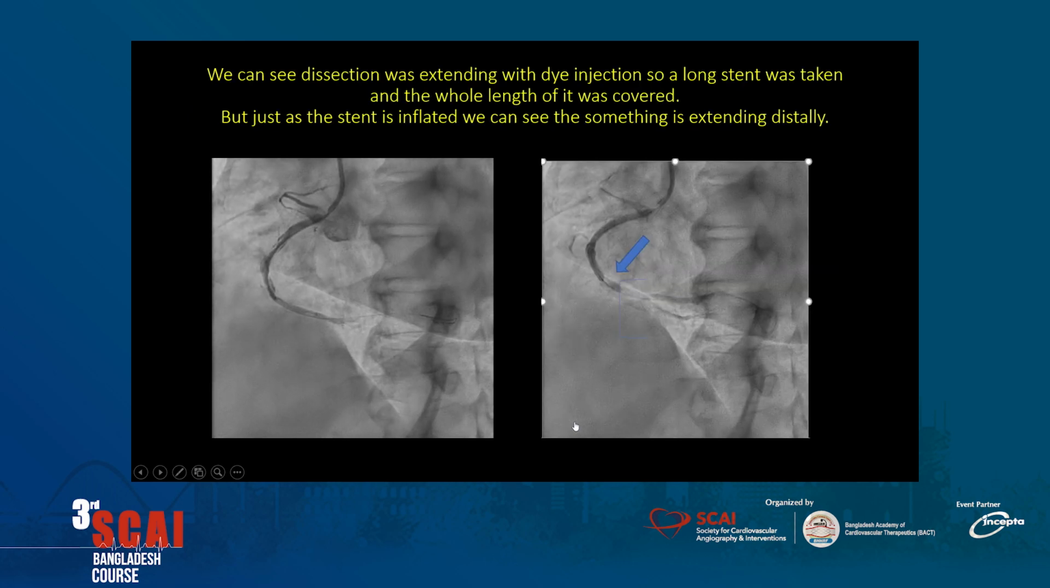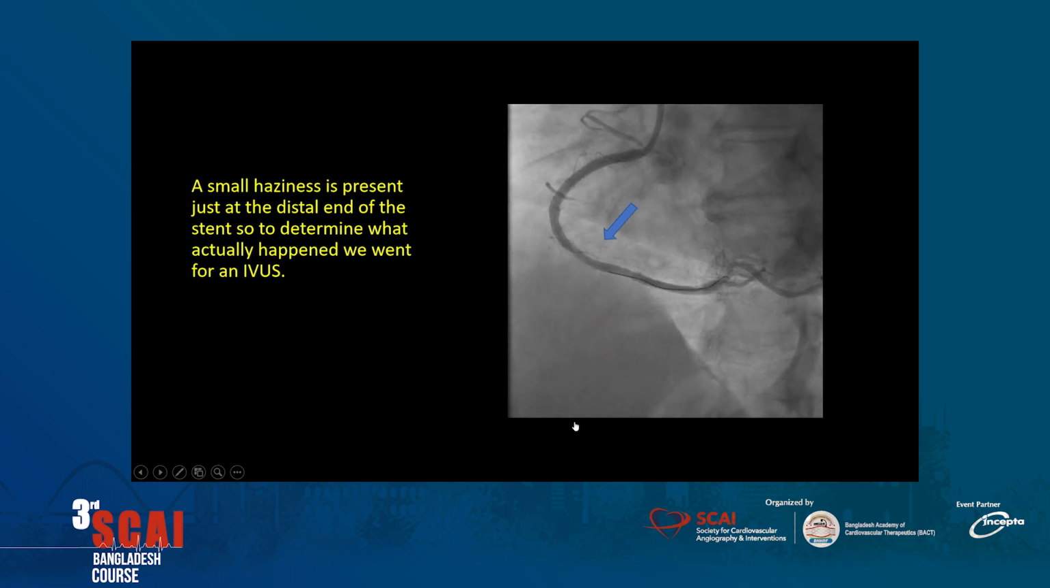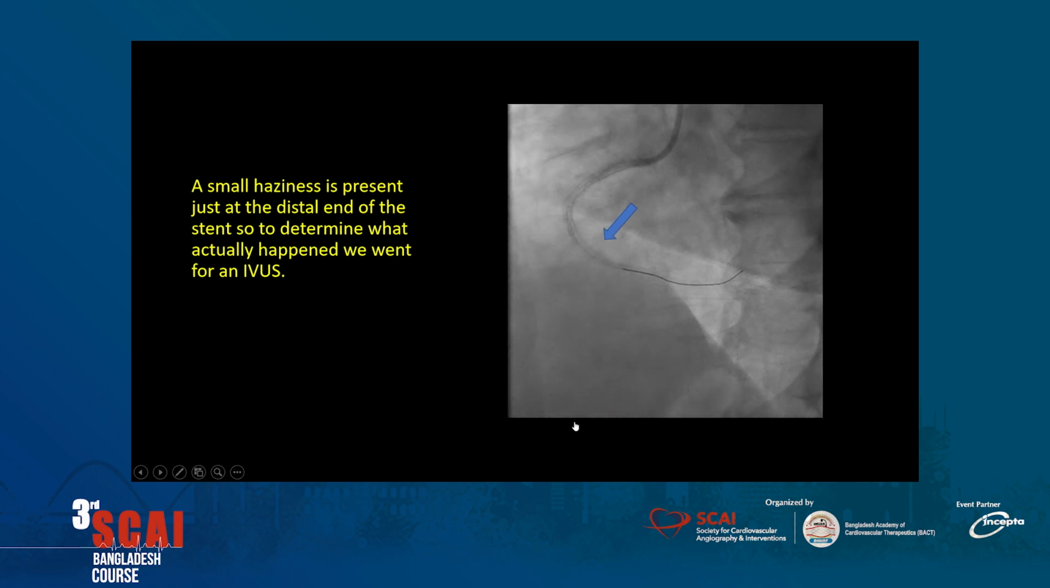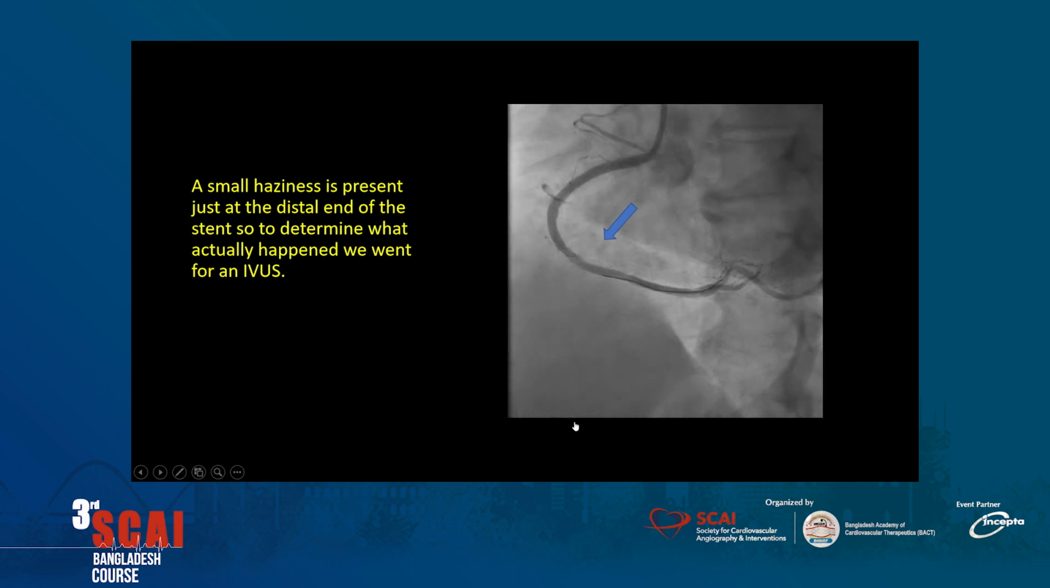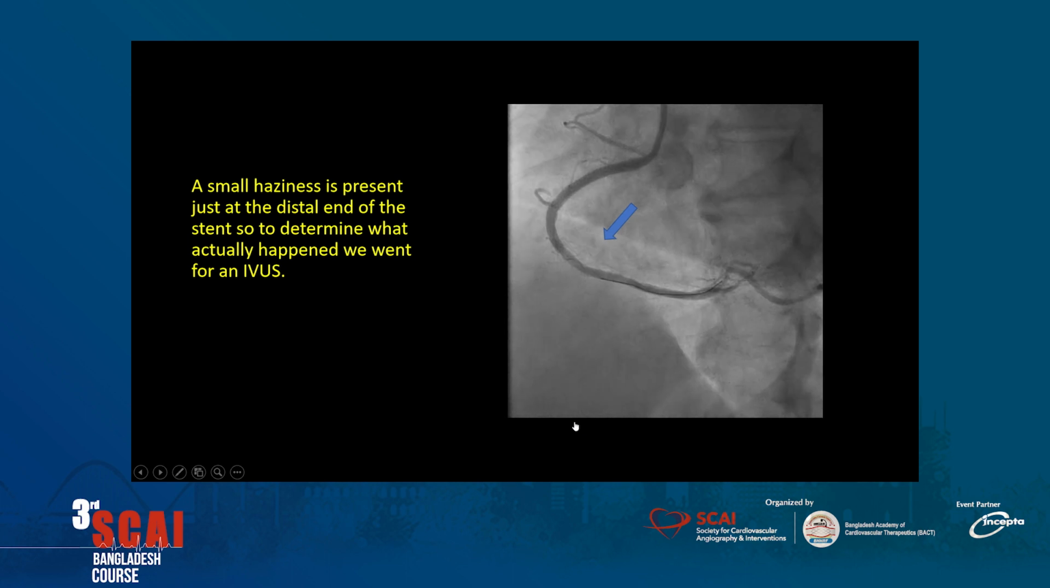We can see the dissection was extending with dye injection, so a long stent was taken and the whole length of it was covered. But just as the stent was inflated, we can see something extending distally. You can see the arrow. After putting the stent, everything looks fine, but there is some haziness at the distal end of the stent. So what is it? Is it dissection, thrombus, or something else?